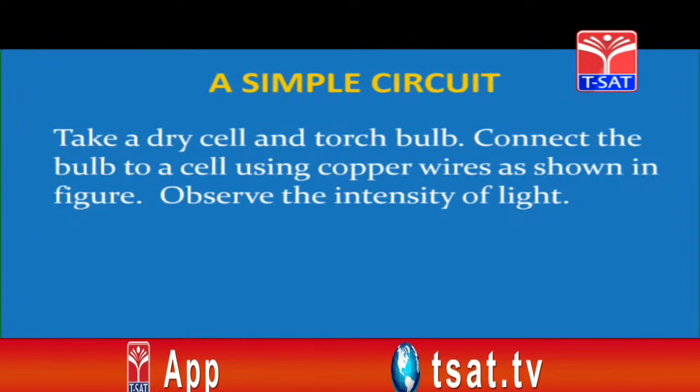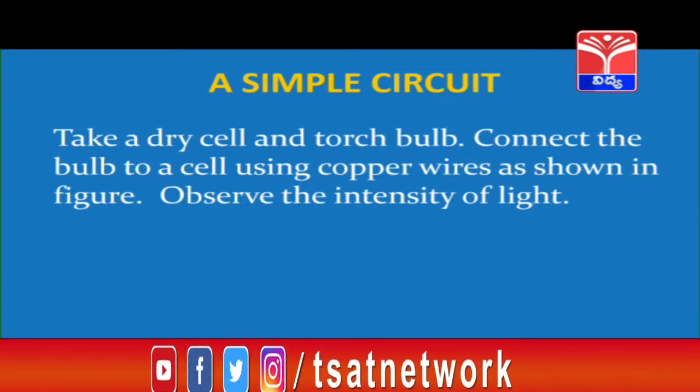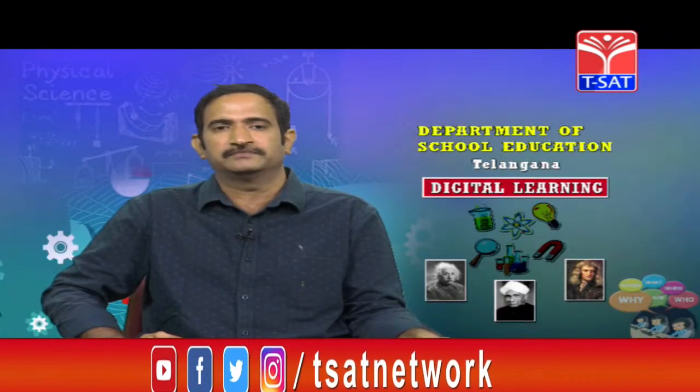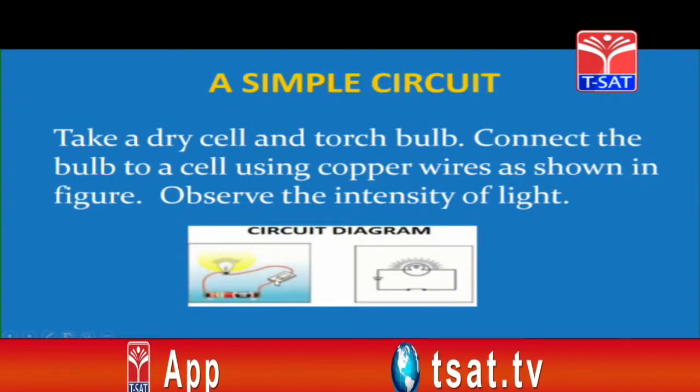Now we will see about a simple circuit. Take a dry cell and a torch bulb. Connect the bulb to the cell using copper wires as shown in the figure. Now observe the intensity of the light. Now let us see. Here there is a bulb. It is connected to the battery. Now you see the intensity of the bulb. It is through one cell.